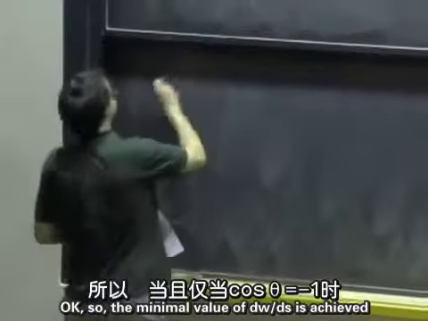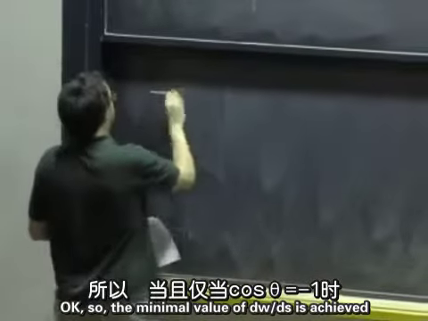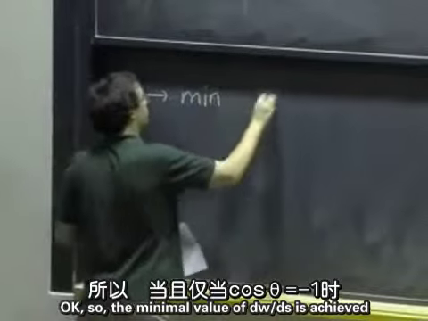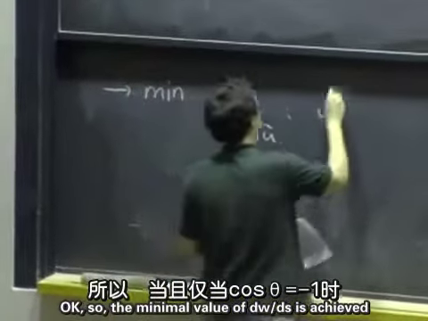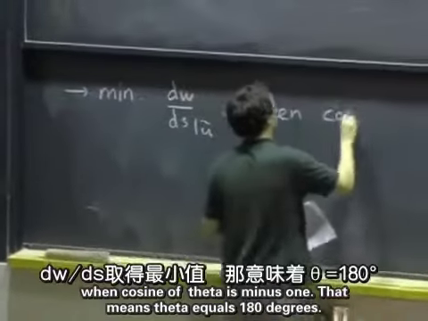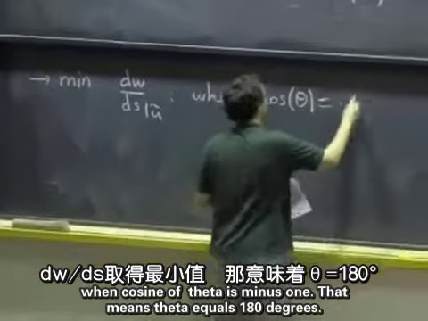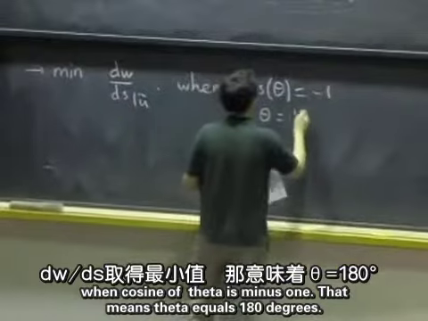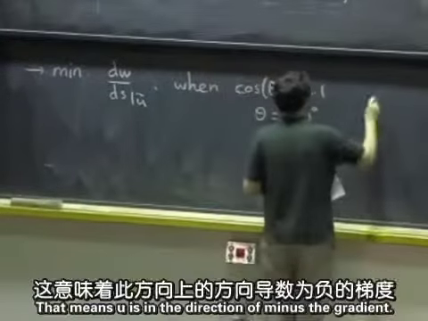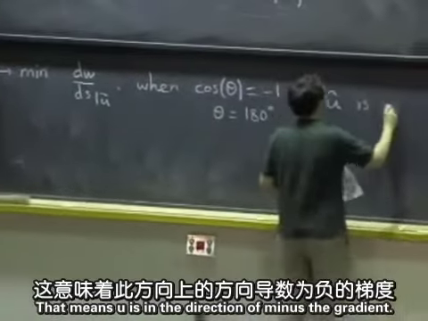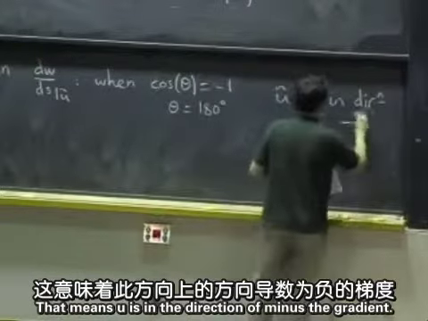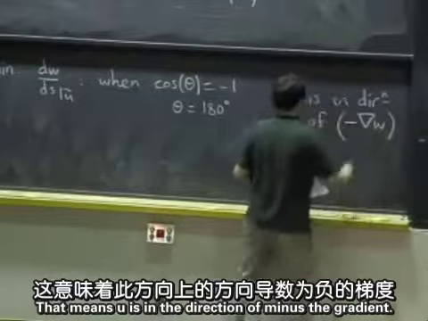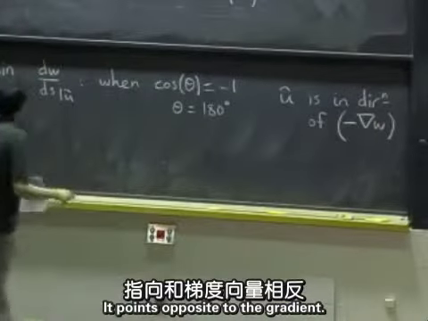Okay, so the minimal value of dW ds is achieved when cosine of theta is -1. That means theta equals 180 degrees. That means u is in the direction of minus the gradient. It points opposite to the gradient.